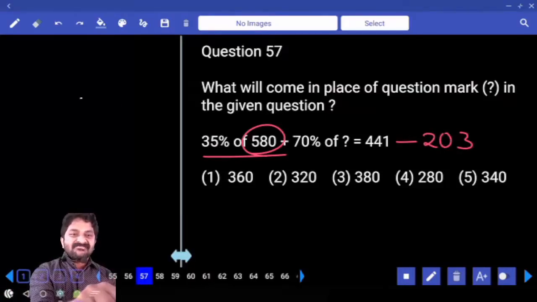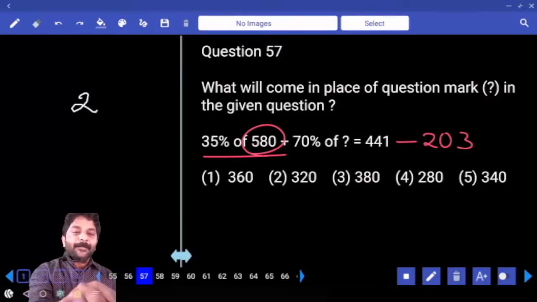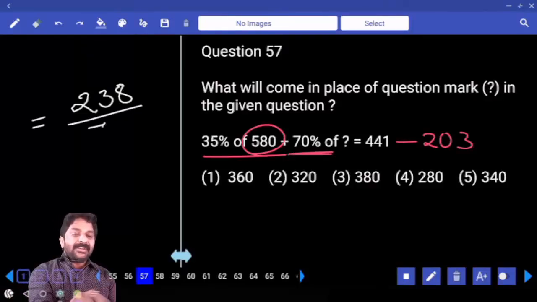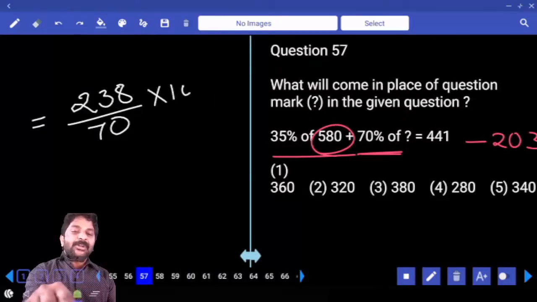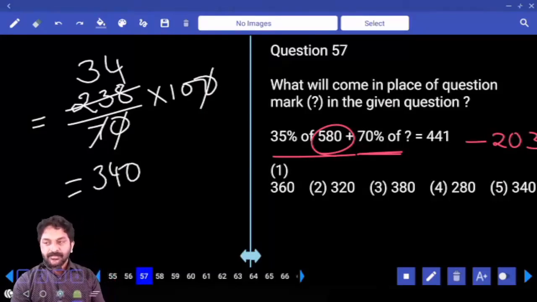Come on. Hundreds. 400 minus 200, 200. 41 minus 3, 38. 38 is how much percentage? Then 1% is equal to divided by 70 only, and we want to calculate 100%, that is into 100, correct? 0 0 cancel, 7 3 times, again 4 times, and then 0, 3 4 0.